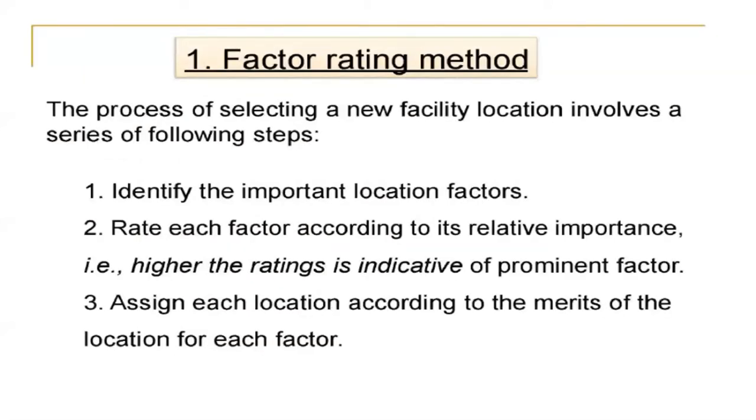First method is the factor rating method. What does the factor rating method suggest? The process of selecting a new facility location involves a series of the following steps. In the factor rating method, certain factors are considered, and these steps are followed, by which the decision regarding whether a particular site should be chosen or not is taken.